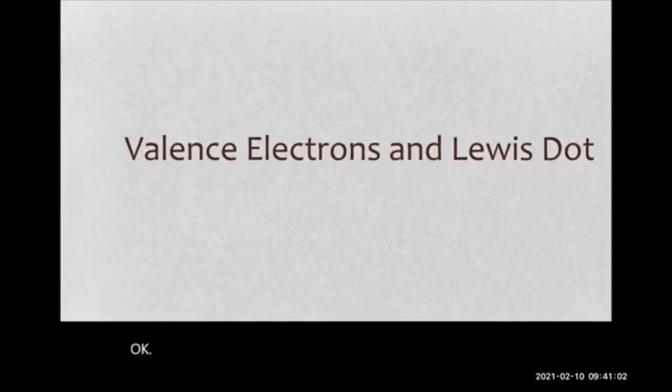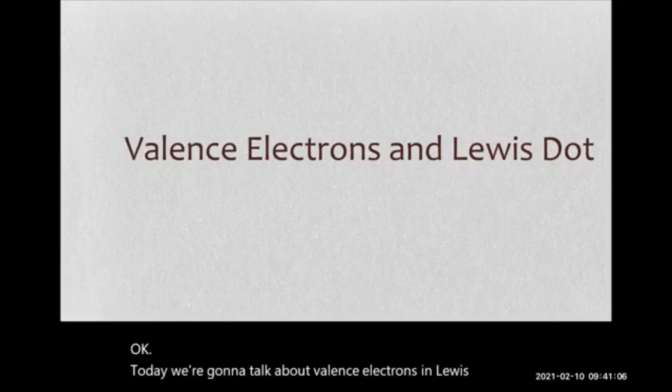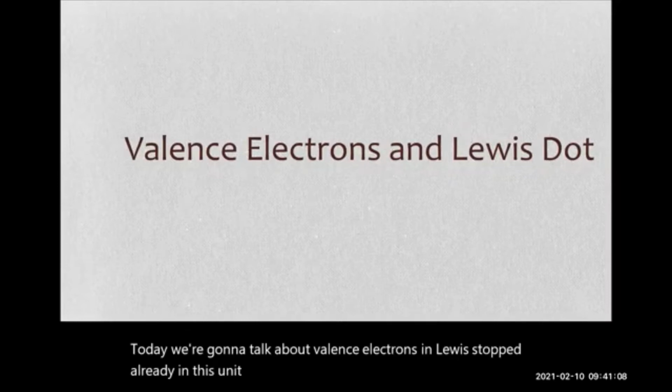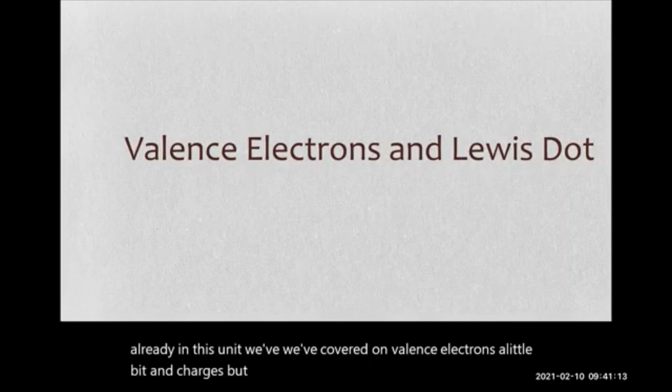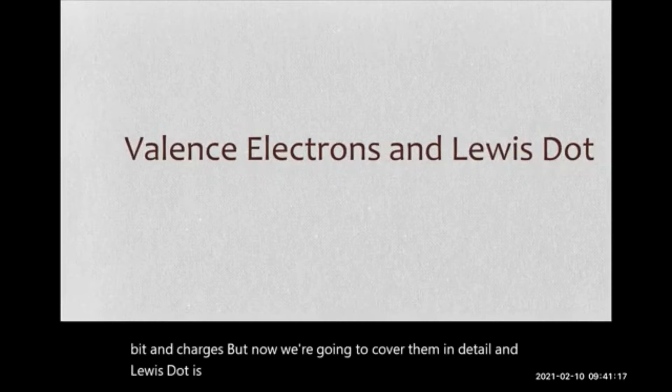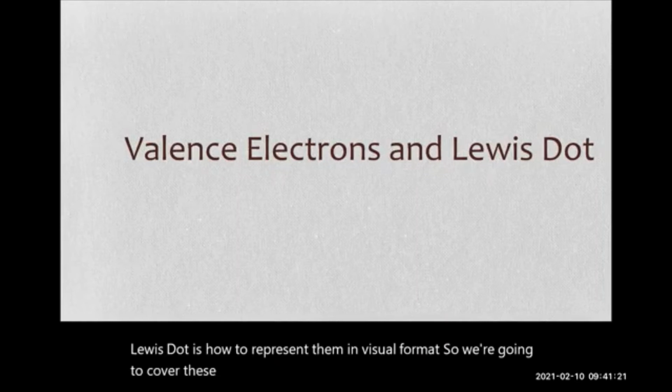Today we're going to talk about valence electrons and Lewis dot. Already in this unit, we've covered valence electrons a little bit and charges, but now we're going to cover them in detail, and Lewis dot is how to represent them in visual format. So we're going to cover these two things today.